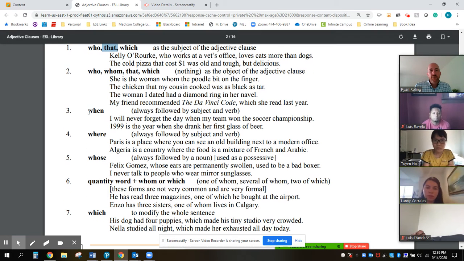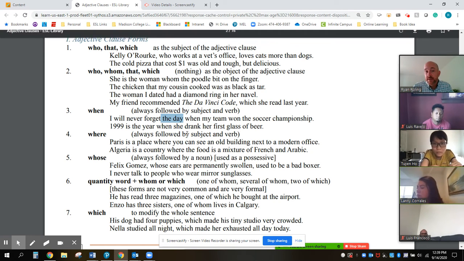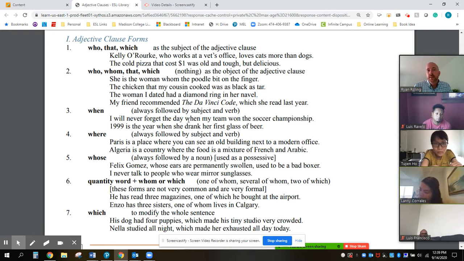Other than that, we can see some other ones when we want to describe a time. So here, I will never forget the day. And if I wanted to describe the day, what day? Well, the day when my team won the soccer championship. And so here, when is followed by the subject and a verb. Paris is a place. Now, what kind of place? It's a place where you can see old buildings next to a modern office.